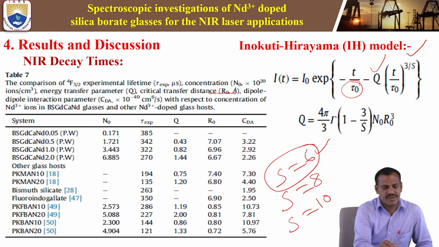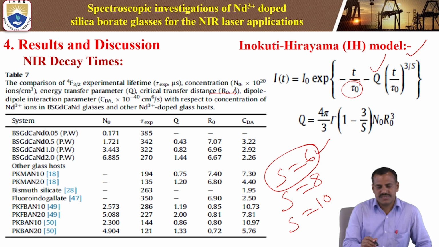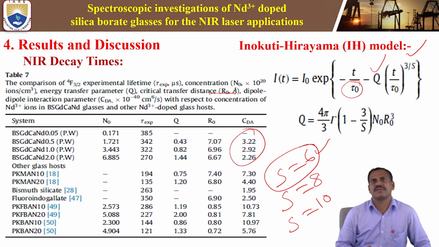That is the dipole interaction parameter, CDA. In the present study we are observing 3.22, 2.92 and 2.26. This is the dipole parameter value. By using the Inokuti-Hirayama model, we are calculating the Q, the energy transfer parameter.